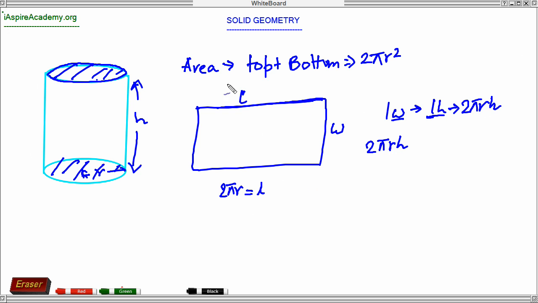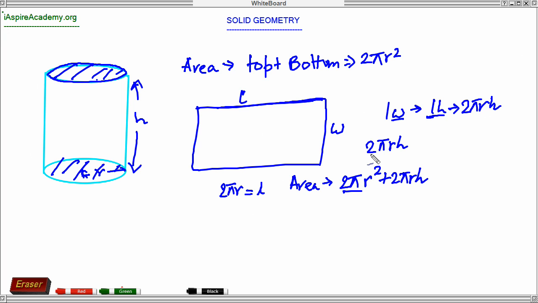So now the total surface area is top plus bottom plus the side surface area. So we have 2 pi r square plus 2 pi r h. This is the total surface area of the cylinder. Now sometimes in problems you may have to deal with just the side surface area and not the top and bottom. So be careful about which surface area you really need to consider. So that's all about cylinders.